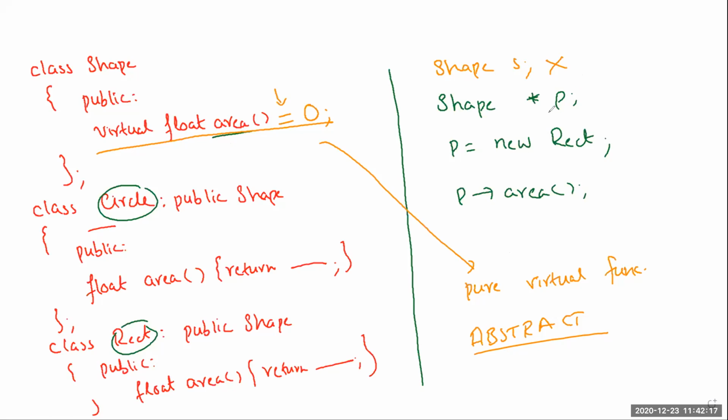You can take a pointer, right? Which we are doing here. This is okay. This is legal. This will work perfectly fine. But if you try to make an object of this class, then this will not work, right? Shape S would not be allowed.